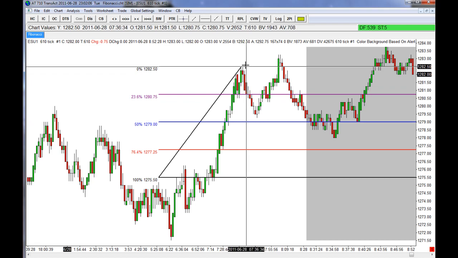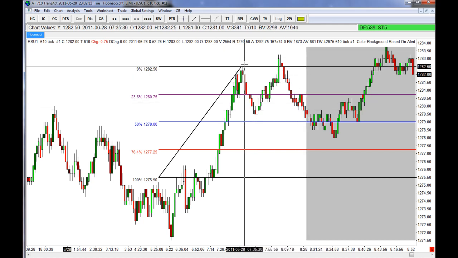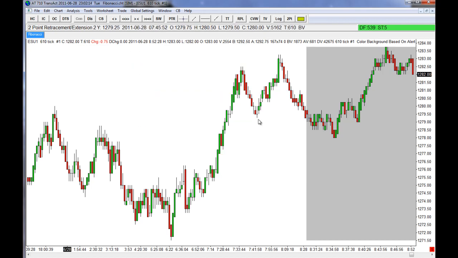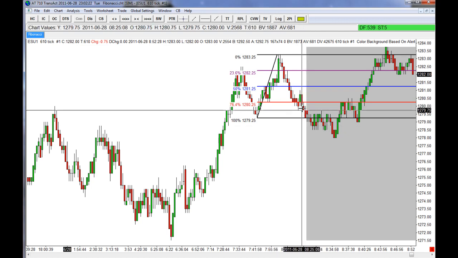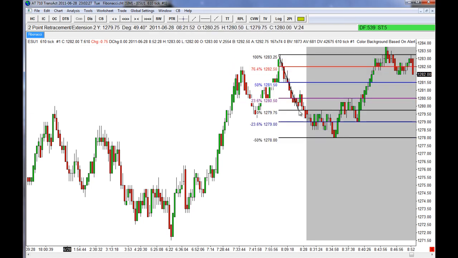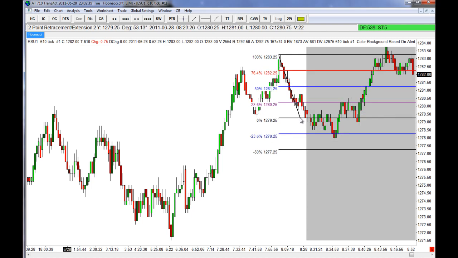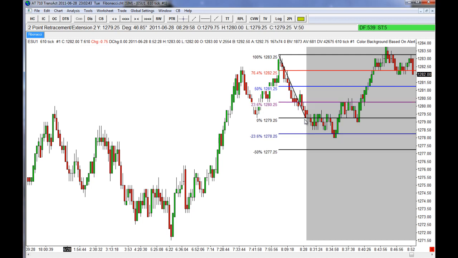I had this fib up to here before the market opened, and I was trying to decide whether I should draw a new fib from here to here. Before the market opened I knew the 76.4% level broke, so I would have had to just draw a fib in the opposite direction at this point, even though right here it doesn't meet the criteria for the first rule, but by the time the market opened it did, as you can see right here.